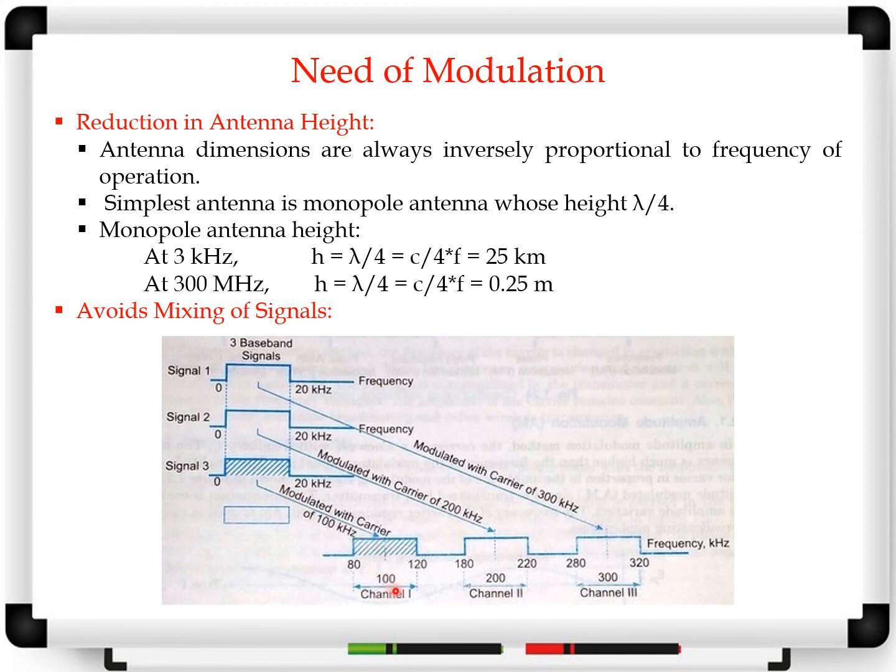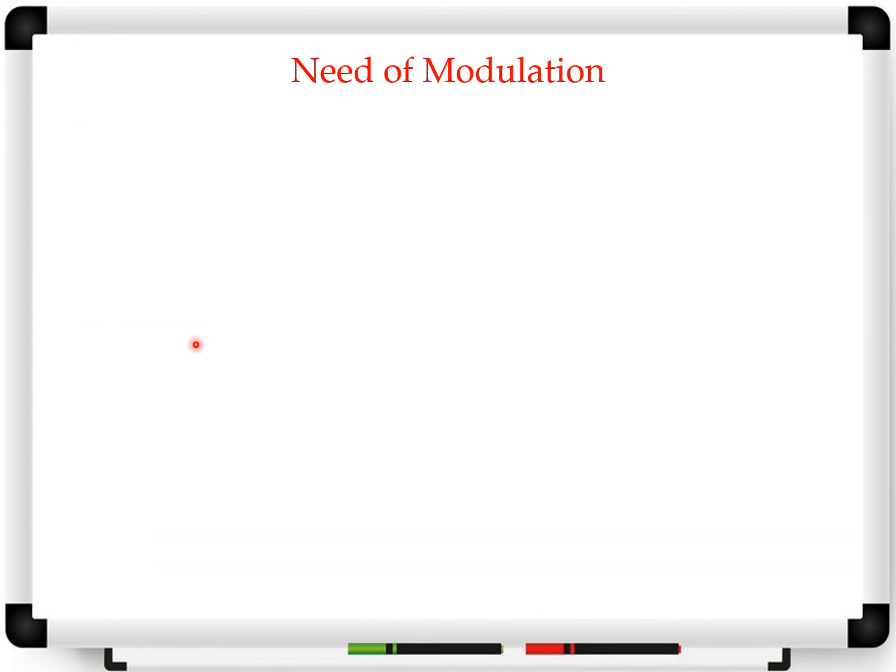Now if you consider the receiver end, these three signals are occupying different frequency ranges. One is centered at 300 kilohertz, second is centered at 200 kilohertz, and third is centered at 100 kilohertz. So that is why we can now easily separate these signals, and this is nothing but modulation avoiding the mixing of signal. Next is multiplexing is possible.